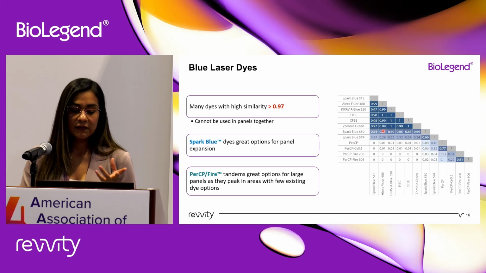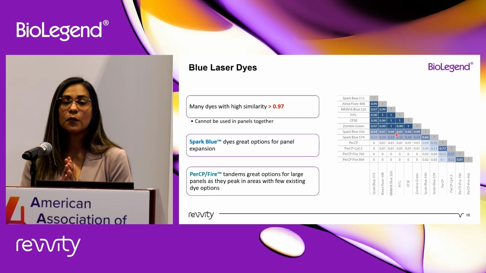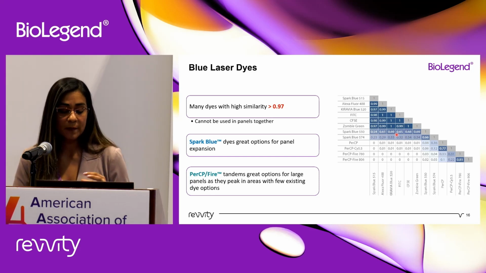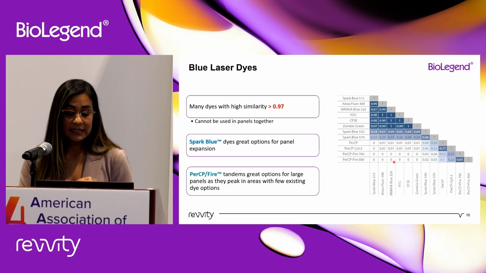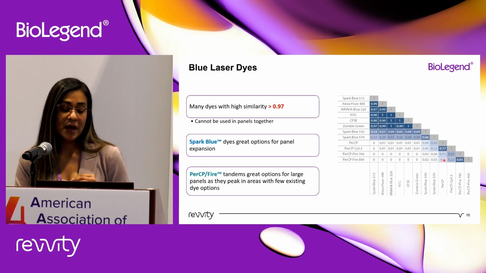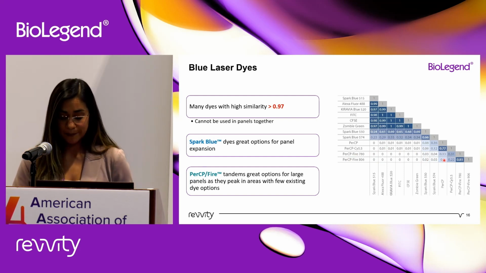But we have other options as the Spark Blues that you can see here. They have a relatively low similarity index, and they are a great option when we are building or when we are doing a panel expansion. And also we have our PerCP-Fire tandems. They have low similarity index, and they work very well with large panels as they peak in areas with very few existing dye options.